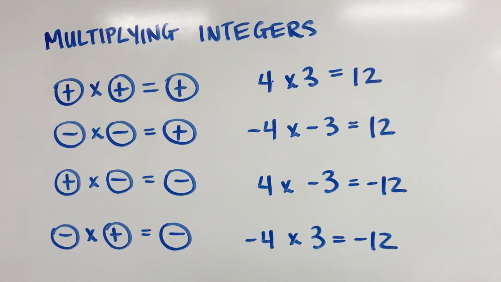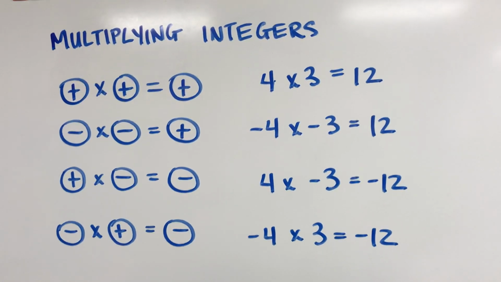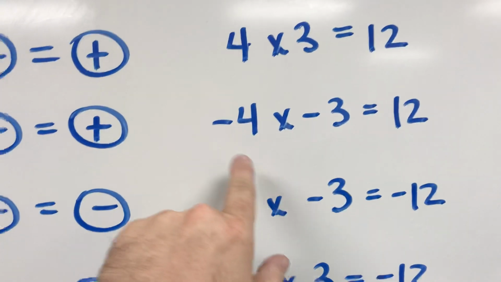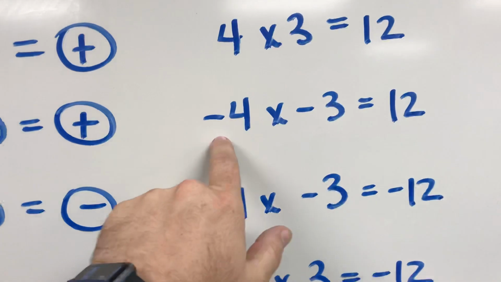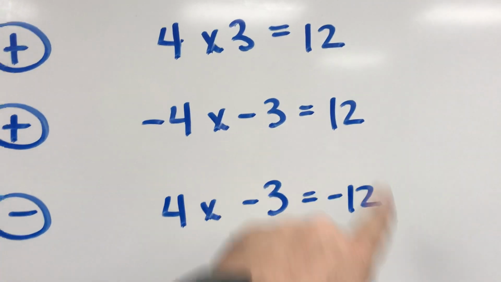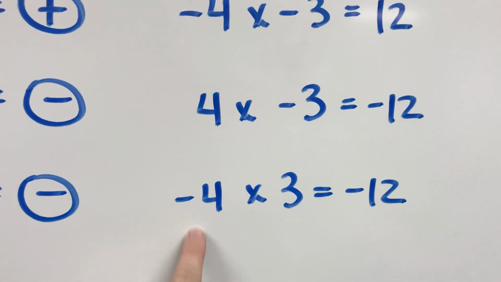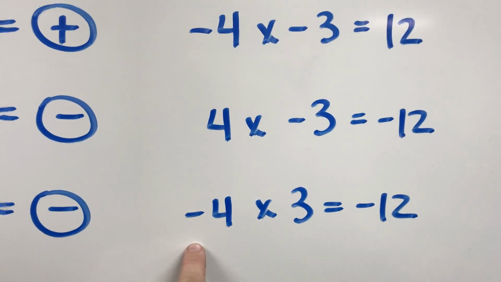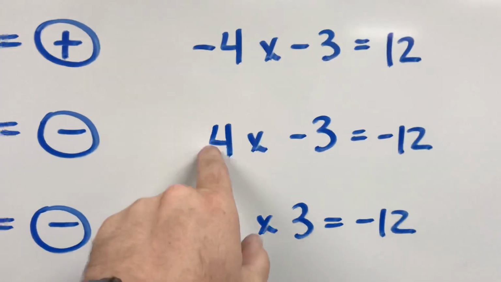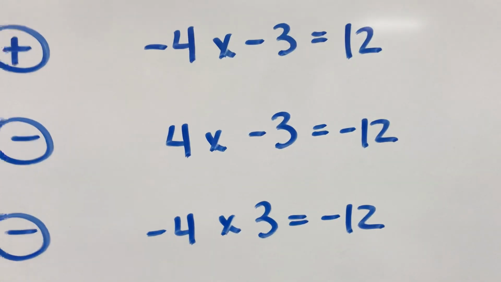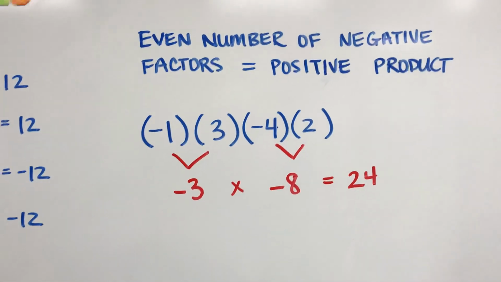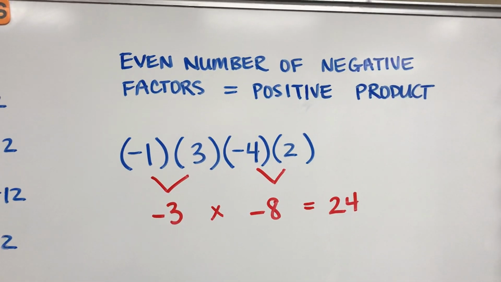Positive 4 times positive 3 gets a positive 12 answer. Both of these factors are negative, so a negative times a negative is also a positive. But if just one of the factors is negative, the answer is negative. So here's a negative and a positive, negative answer, positive and a negative, negative answer. All right. The second part of that rule is if you're multiplying more than two factors.